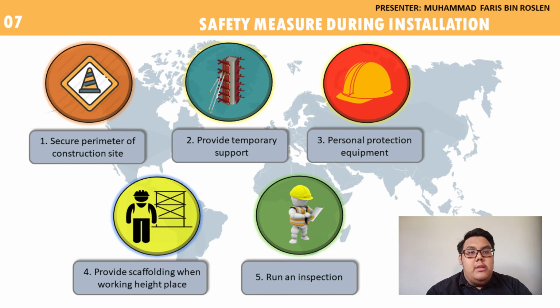Third, using PPE when working at a high place. It is compulsory to use PPE such as a safety harness and safety helmet to avoid any risk and accident at the site. Fourth is to provide scaffolding. Stable scaffolding for the workers is a must to ensure their safety when they are working during the installation of the shell roof. And last is to run an inspection of the structure. Running an inspection of the structure that has been built is important to make sure the strength of the structure follows the engineer's requirements, and also to avoid faulty cracks in the concrete.